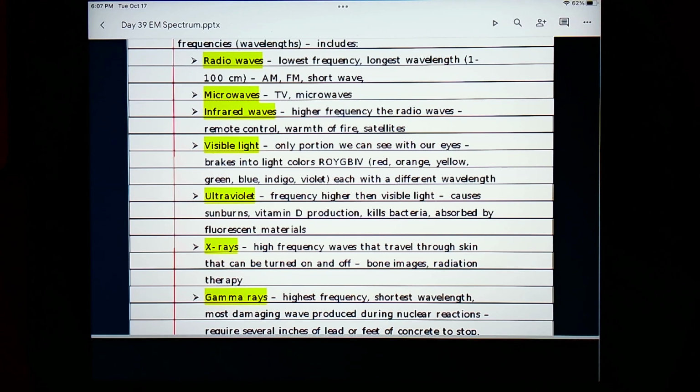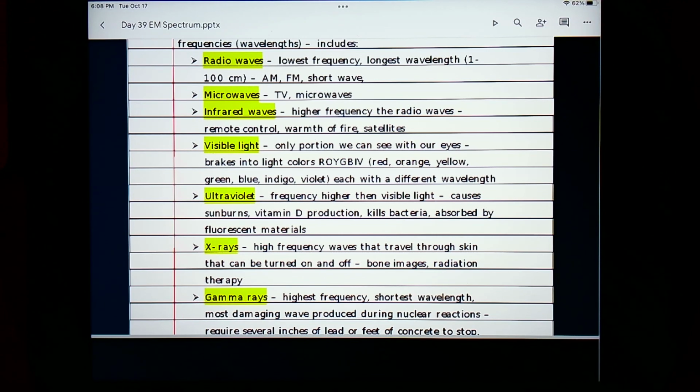Okay, our next one is X-rays. Probably half of you have already had X-rays done in your life. When you go to the dentist, you have an X-ray done of your mouth and teeth. X-rays have a higher frequency that can travel through your skin, and they can be turned on and off. X-ray machines can be turned off. X-rays show you bone images, and they are used for radiation treatment.